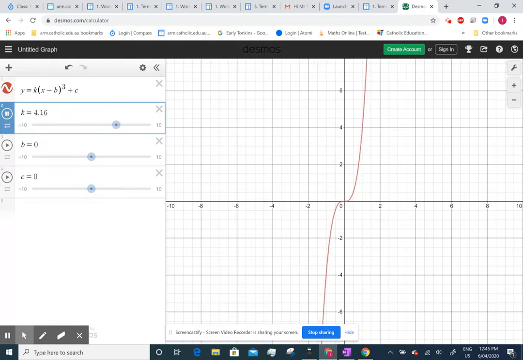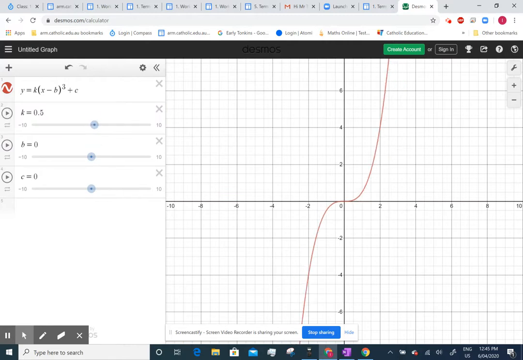So if it's got a big number in front of it, it gets steeper and steeper. When it's up to 10, look how high it is. That's max, and then it comes down. And when it goes to less than 1, let's say a half, it's reasonably flat. It's getting less steep. That's the same on the negative side, but in the opposite direction. And when it's really high, it's really steep. So that's what the k does.